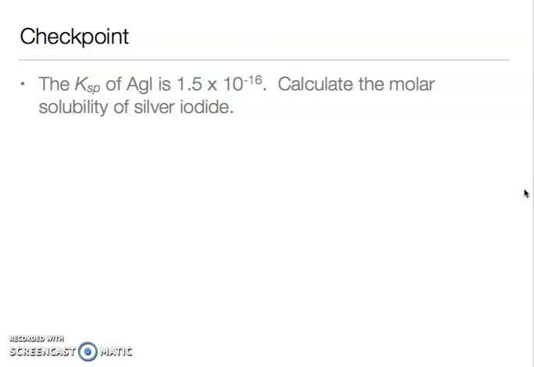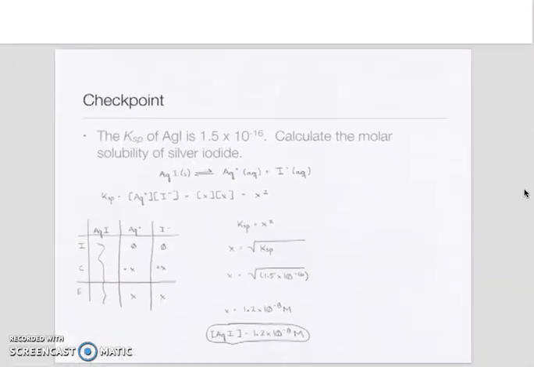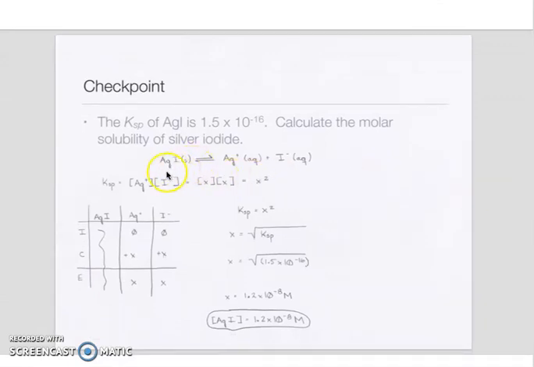So the first thing we want to do is put together an ionic equation. So my silver iodide, solid, is in equilibrium and breaks down into its respective ions of silver plus and iodide minus. My KSP is then equal to the concentration of the silver ion times the concentration of the iodide ion. That's my solubility product expression. I always want to write that out next. Since I don't know the concentration of either ion, I need to put together an ICE table.